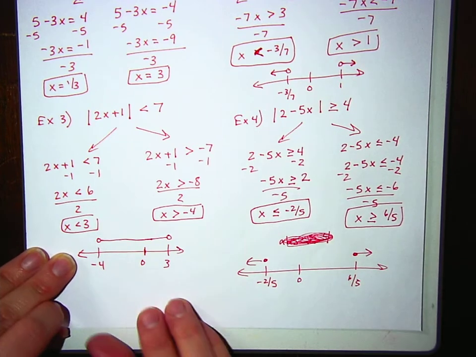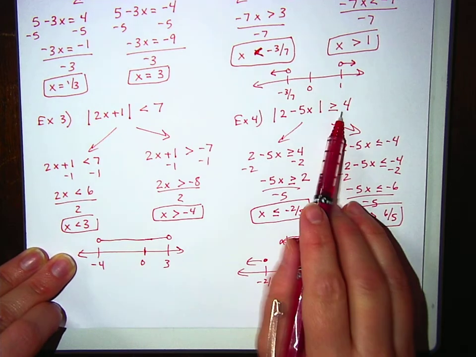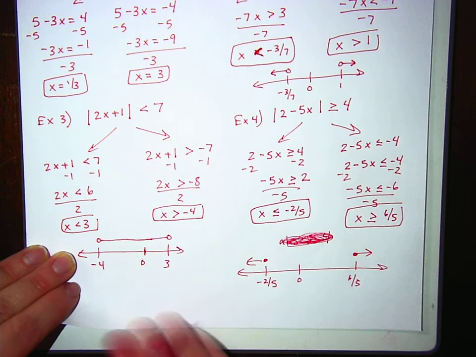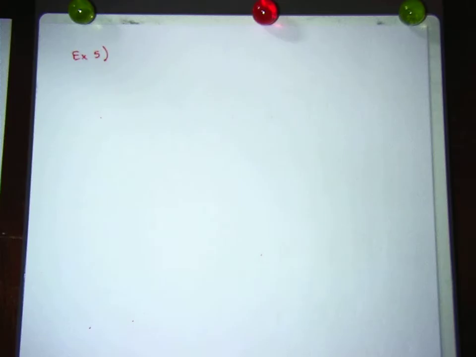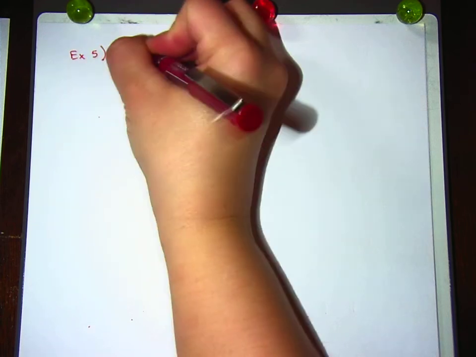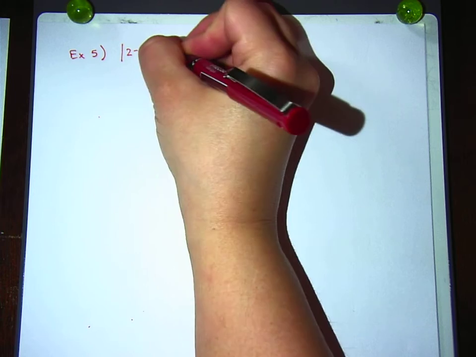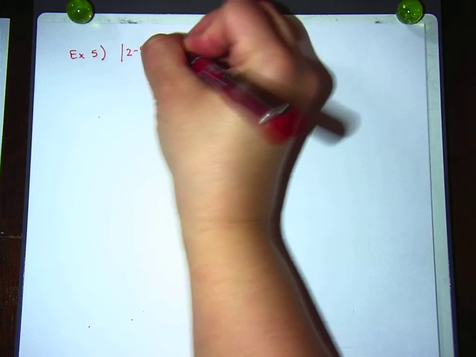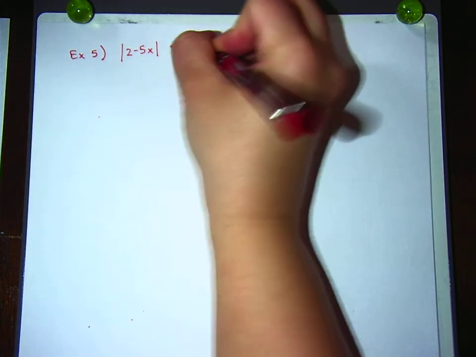Okay, so I guess one more example. Let's try it a little differently. But this time, instead of 4, I'm going to write -4. Okay, so example 5. Let's see, we've got the absolute value of 2 minus 5x is still greater than or equal to -4.